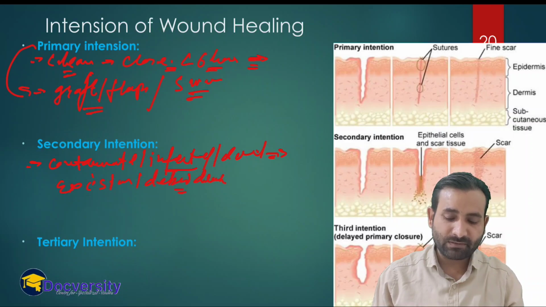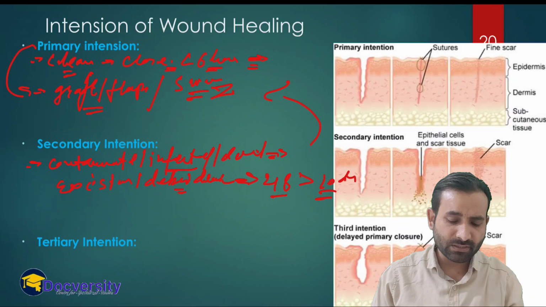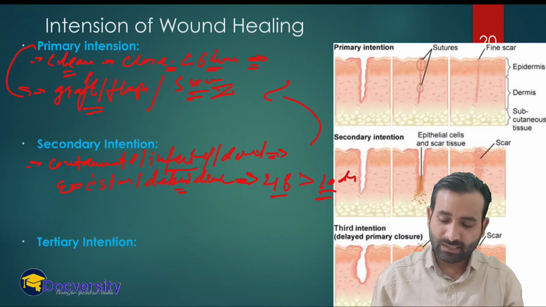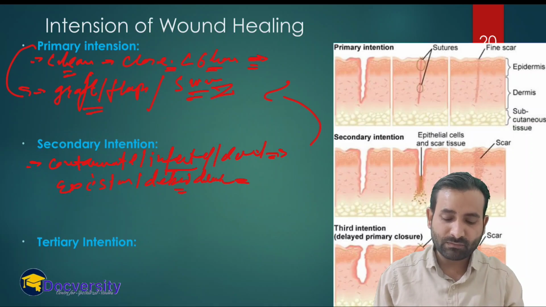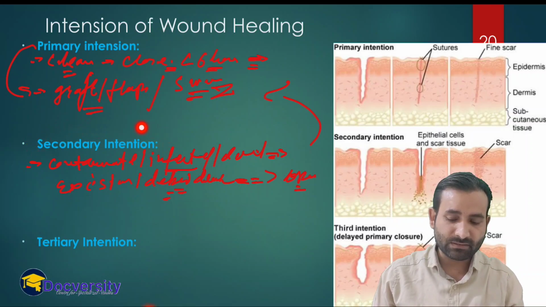After this excision and debridement, if you close the wound immediately, it becomes primary intention. But if you leave the wound open for 48 hours and close it after 48 hours, within 10 days... sorry, secondary intention means you will leave the wound open, you will debride. I was telling about the tertiary intention. You will leave the wound open, you will debride, you will excise and leave the wound open to heal by itself, without closing. So this is called what? The secondary intention of wound healing.